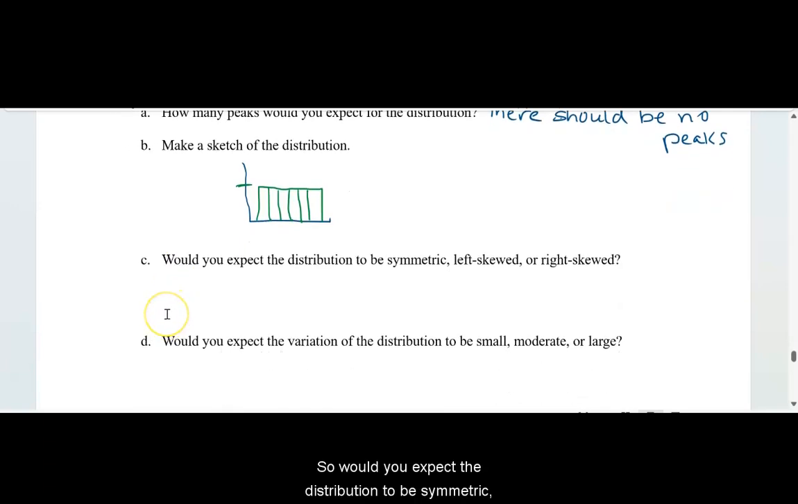So would you expect the distribution to be symmetric, left skewed, or right skewed? Well, the distribution would probably be symmetric because there are no obvious factors to indicate that any single digit would occur as the last digit more frequently than another digit. Unless we were given some specific rule for that particular neighborhood, we would not expect there to be any difference, any likelihood of one occurring more than the other. And so that's why we would expect it to be symmetric.